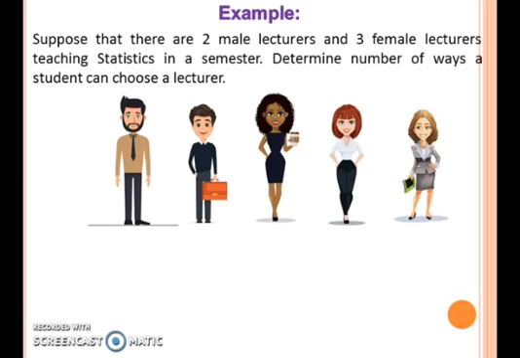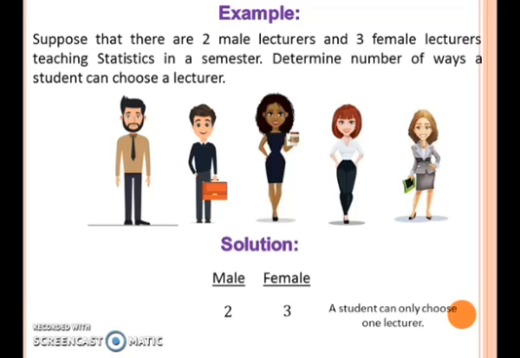For another example, suppose that there are 2 male lecturers and 3 female lecturers teaching statistics in a semester. Determine number of ways a student can choose a lecturer. So there are 2 male lecturers and 3 female lecturers. A student can only choose 1 lecturer. So number of ways to choose a lecturer is 2 plus 3, which is equal to 5.